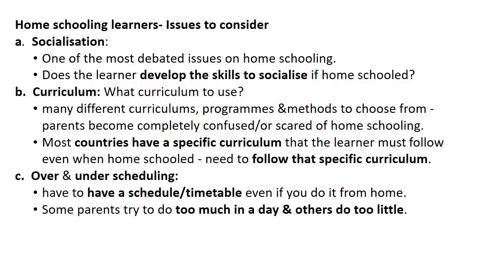Another very important aspect in Unit 1 is to consider homeschooling learners. What are the issues that we need to concentrate on here? First of all, socialization is one of the most debated issues when homeschooling a learner. The question arises, does the learner develop the skills to socialize if he or she is homeschooled? Then there's the question of what curriculum to choose. There are many different curriculums and programs and methods that one can choose from, and parents may become completely confused or even scared of homeschooling.